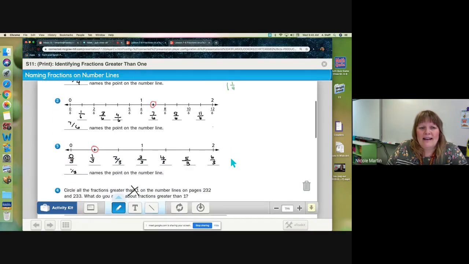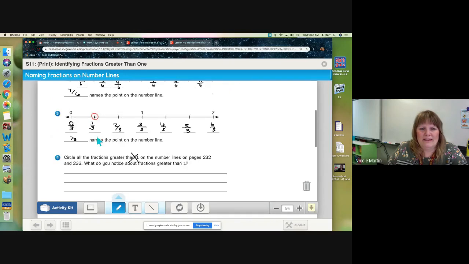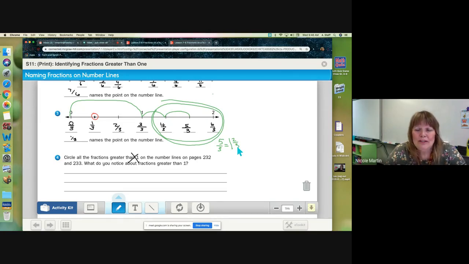Let's look at the third number line. Here we have the whole, so all of these over here are bigger than 1. Right? They're all bigger than 1. If we look at 5/3 over here, 5/3 is going to be the same as that whole, that 3/3 piece, and then we go 2 more hops. So 5/3 is the same as saying 1 and 2/3. And we're going to call this a mixed number.